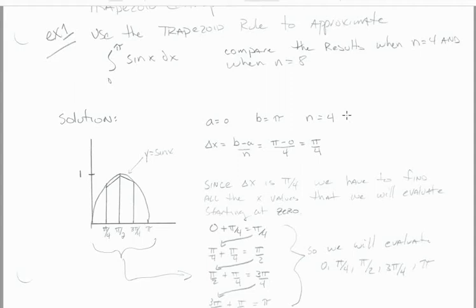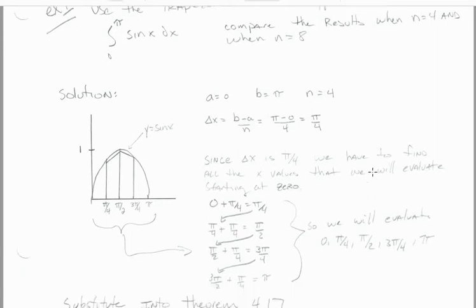We're going to do the first one when n is 4. So the first step to all of these is just like when we did the left and right hand sum. We are going to find delta x. So b minus a divided by n, so pi minus 0 divided by 4 is pi over 4.